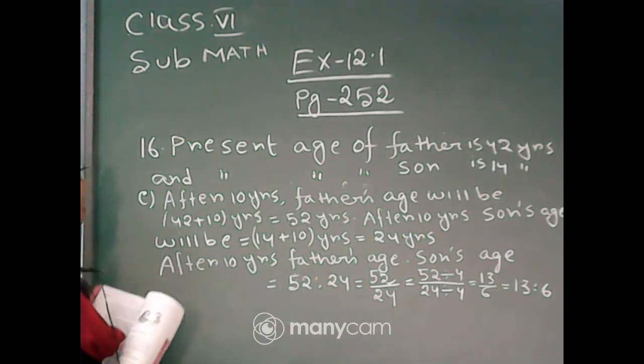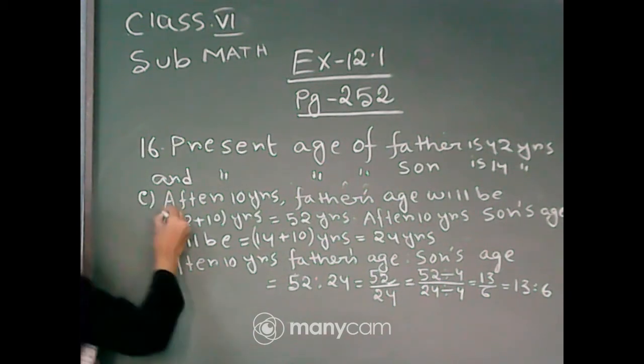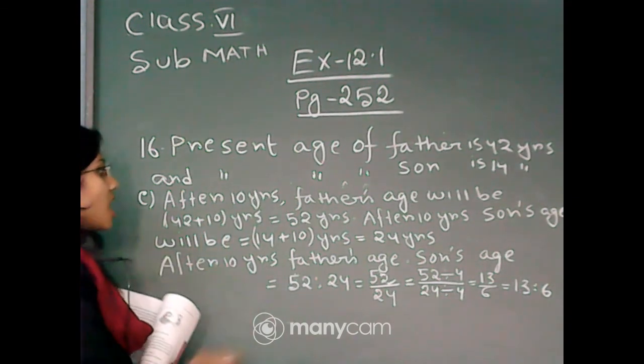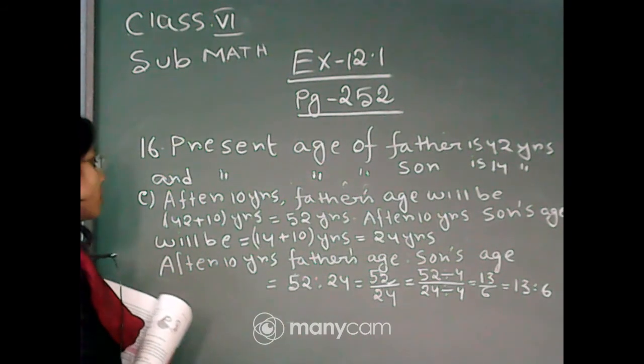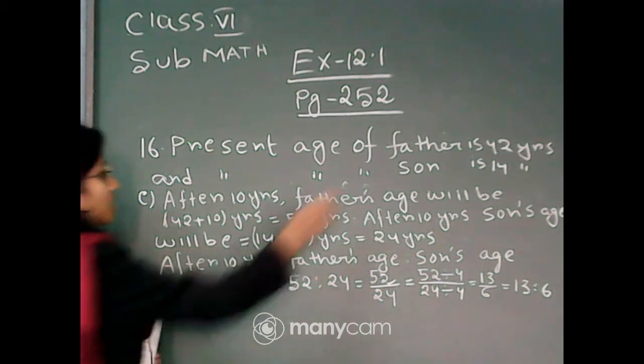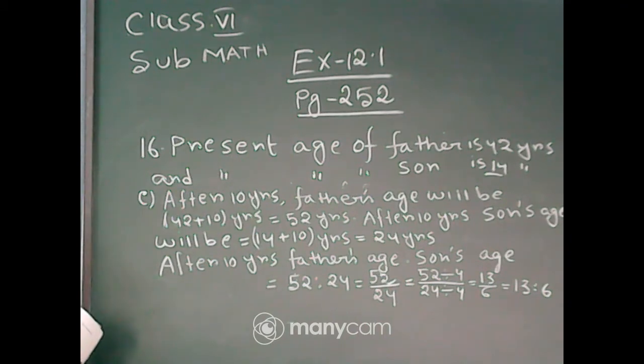Again I repeat, after 10 years father's age will be 42 plus 10. Since father's present age is 42, so after 10 years father's age will be 42 plus 10 years, that is 52 years. And after 10 years son's age will be 14 plus 10, since son's present age is 14. So after 10 years son's age will be 14 plus 10, that is 24 years.